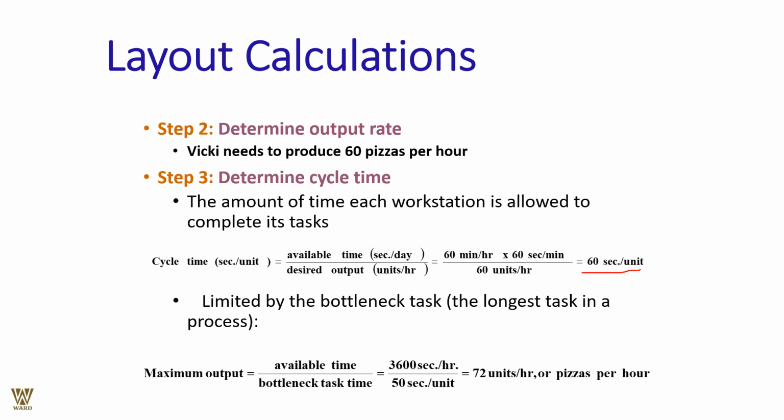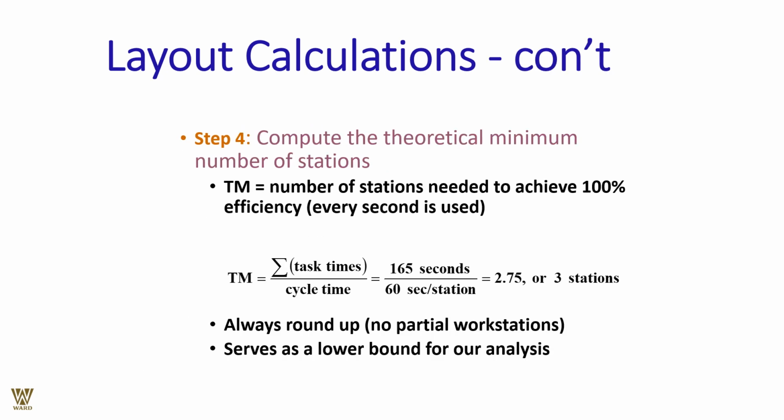So the bottleneck, the longest task, is 72 units if you go around it. Now, what was my available time? It was 3600 seconds per hour. In an hour there are 3600 seconds only, and the bottleneck task time that we need is 50 seconds per hour. So we can actually come up with 72 units of pizza per hour, as the case might be. So step number 4 is computing the theoretical minimum number of stations.